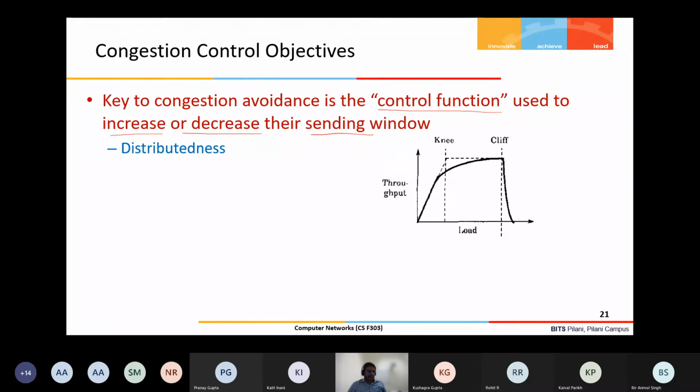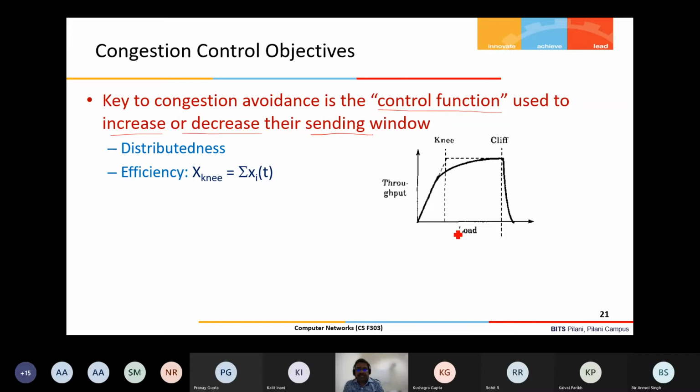So the first objective is that any approach we want to implement on an internet kind of system must be a distributed approach. A centralized approach definitely will not be practically feasible. Then another objective is efficiency.